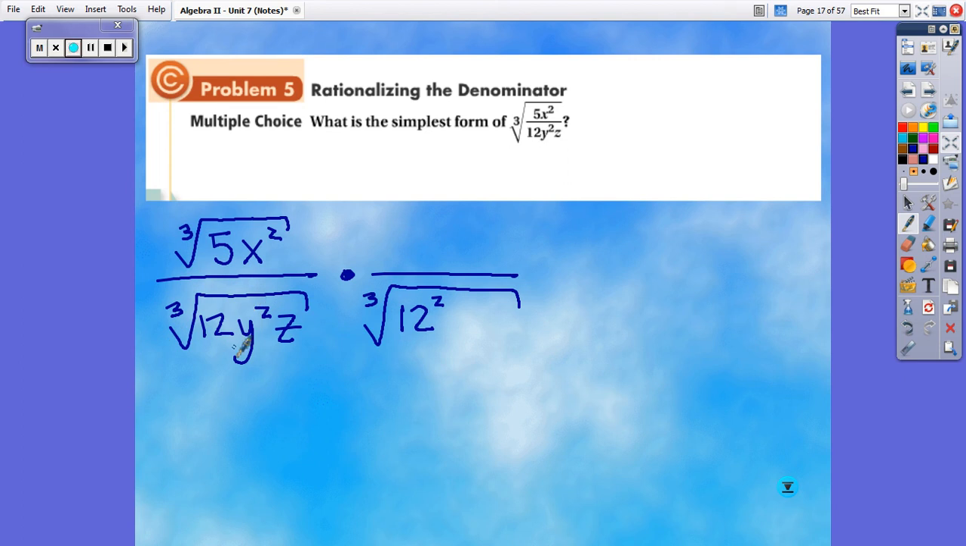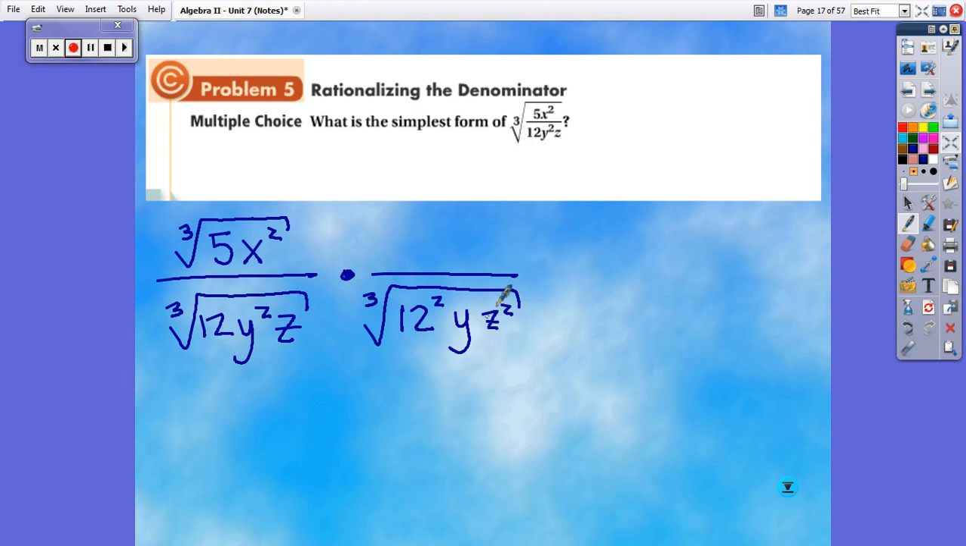Then I'm going to look at the y's. How many y's do I need to be able to pull a y out when I'm taking the cube root? I need to have 3. I only have 2 right now, so I'm going to put 1 more in here to make it 3 when I multiply them together. Then I look at z. How many z's do I need to take out? When I have a cube root, I need 3 of them. I only have 1, so I'm going to put 2 over here.